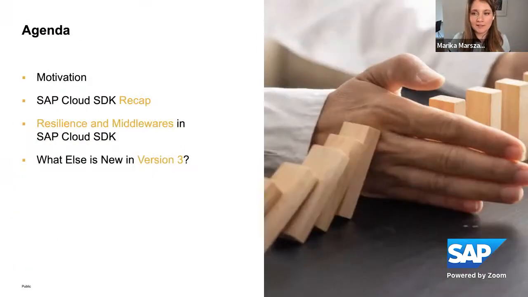Let's talk about how to build resilient applications with the SAP Cloud SDK for JavaScript. First of all, I would like to motivate the topic a bit. After that, I will give you a short recap of what the SAP Cloud SDK is, for those who might not know it, but also for those who know it, because we have changed a few minor things that you will already see in this part. Then I will talk about resilience and resilience patterns and how to use them in the SAP Cloud SDK. And in the end, I will give you a short glimpse of what the new and changed things are in version 3 of the SAP Cloud SDK for JavaScript.